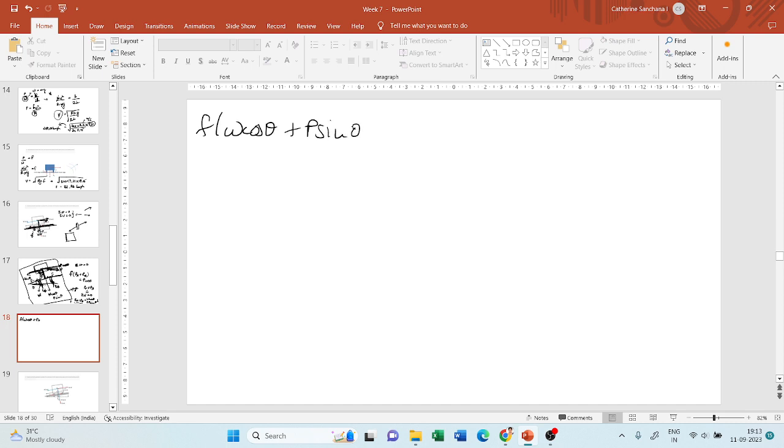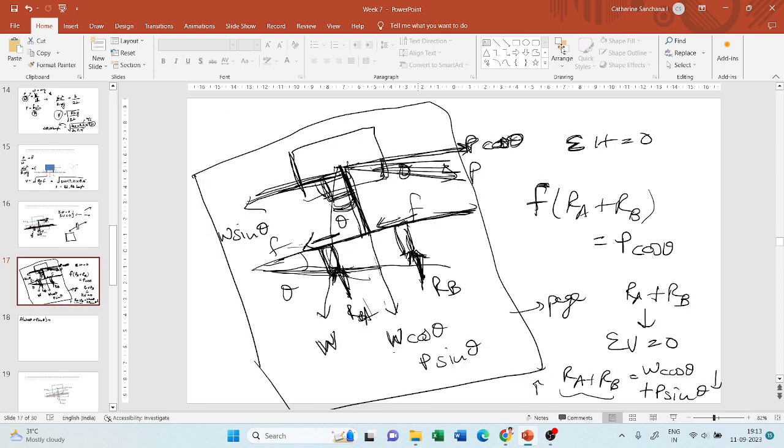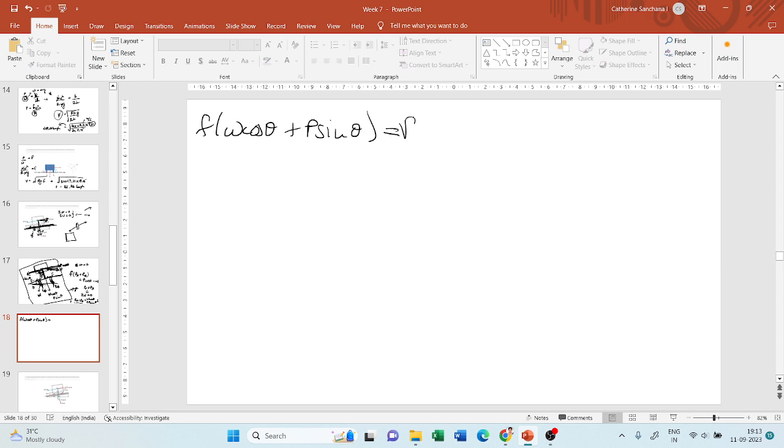I forgot one more force here. P cos theta is acting in this direction, it is also horizontal, and W sin theta is acting in the other direction, so that is also horizontal, so minus W sin theta, which I left out. So P cos theta minus W sin theta. Right? Now you can separate it in terms of cos and sin.